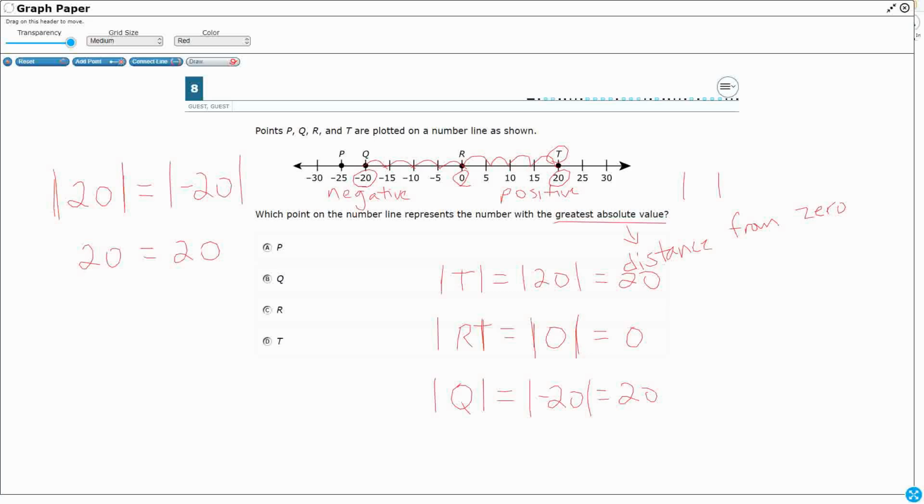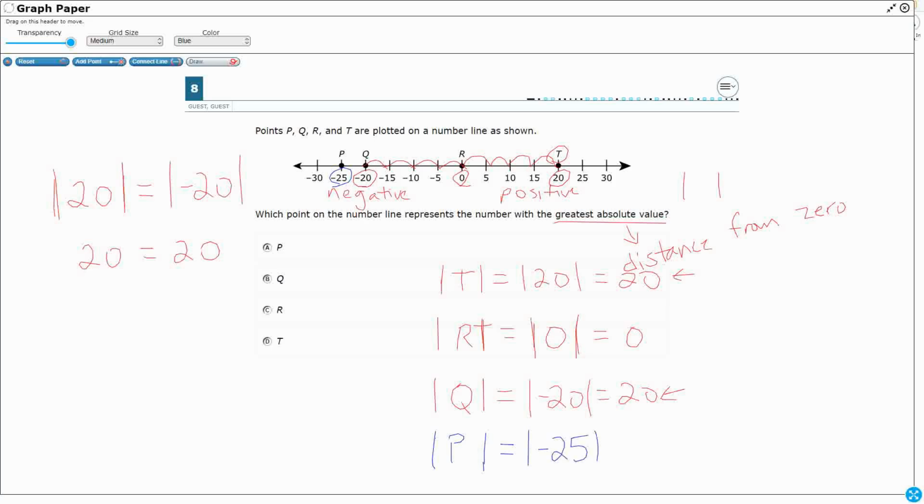So right now, we've got 2 of these sitting at the exact same distance from 0, 20 and 20. And hopefully you're seeing, but there's P. Let's look at that last one. And I'm going to change colors here. So P is sitting at negative 25.